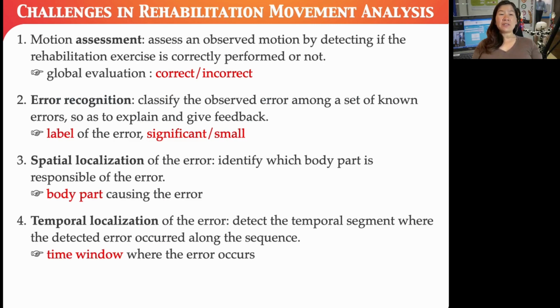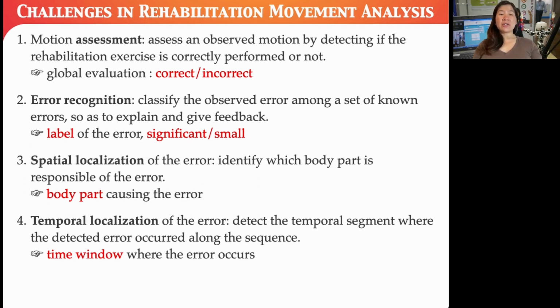Thus, we identified 4 challenges in rehabilitation movement analysis. The first challenge is motion assessment. The robot needs to assess an observed motion by detecting if the rehabilitation exercise is correctly performed or not. Thus, our dataset needs to have a global evaluation under the form of a label, correct or incorrect.